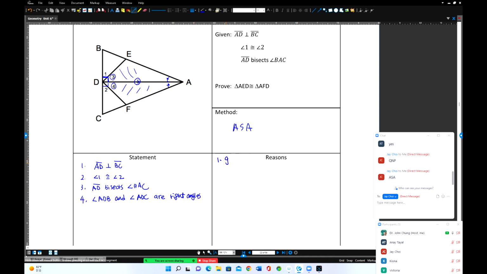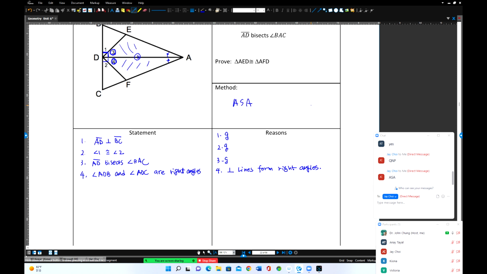They are all given. This is given, this is given, this is given. Perpendicular lines form right angles. But in this case, we don't have to prove they are right angles congruent. That's not what we want. We need to find these two angles congruent, that's it.